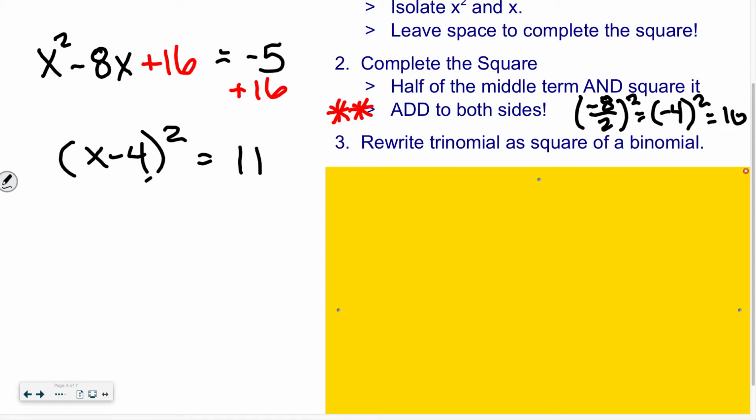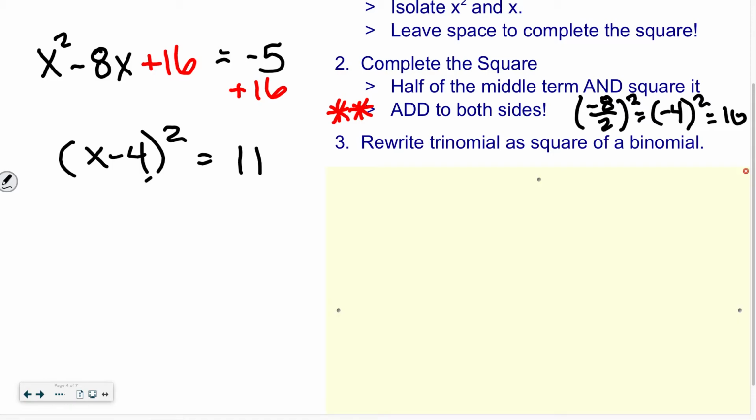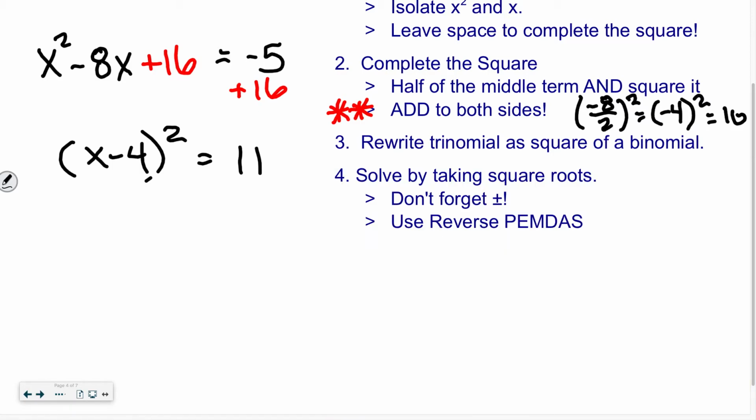Okay. So then we can solve by taking square roots. You've just created an equation that we studied earlier this week. It has one x in it. There's no more x squared and x. So I can solve by taking square roots. We've rearranged things to make it more solvable for ourselves.